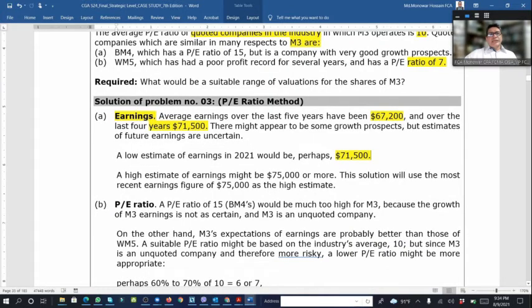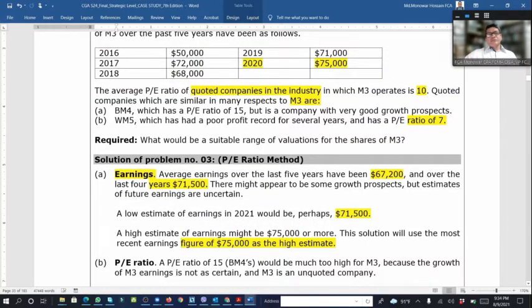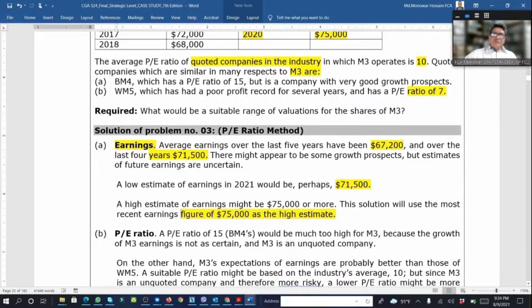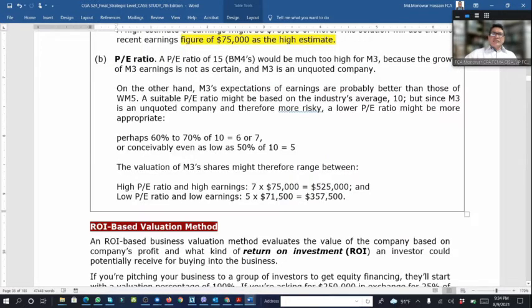A high estimated earning of 75 or more is just an expectation. This solution would use the most recent earnings figure, 75, as the highest estimation. It's just expecting that though the 4-year average is now 71,500, it can be 75,000.